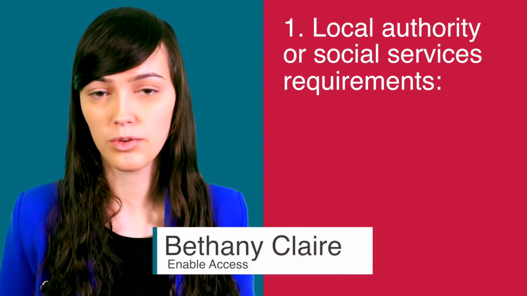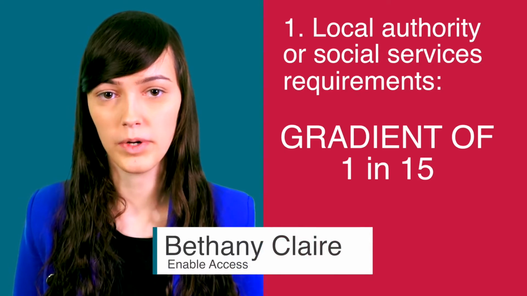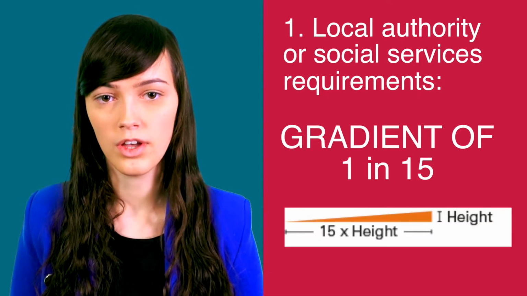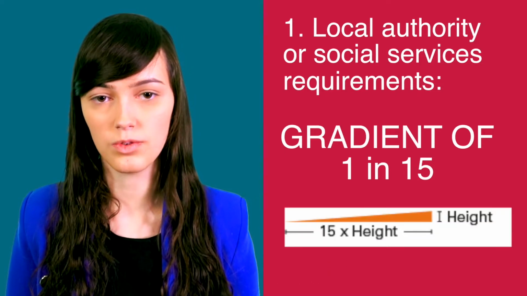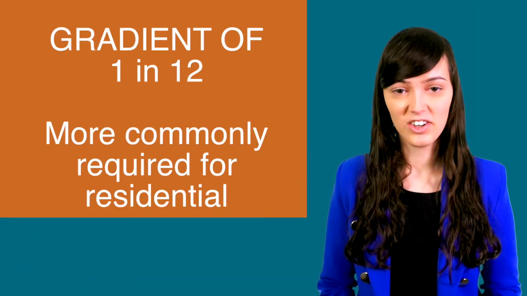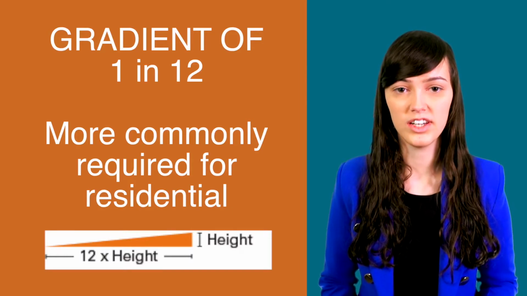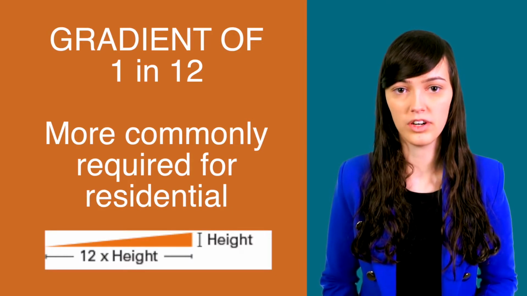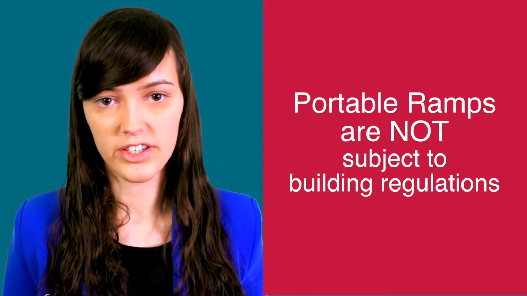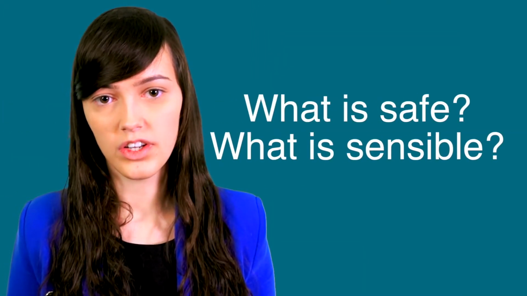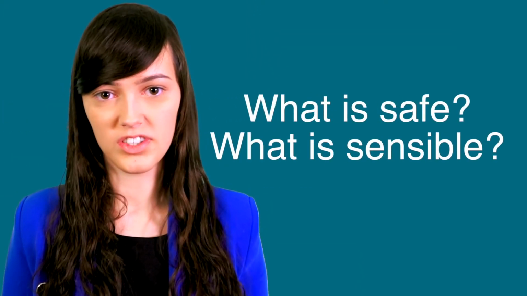So let's tackle local authority guidelines. A gradient of 1 in 15 is often required by local authorities and social services for public access situations, for example schools and libraries. A gradient of 1 in 12 is more commonly required for residential applications and is the minimum gradient required by building regulations for installed ramps. But it's really important to remember that portable ramps aren't subject to building regulations. So the things to consider are what is safe and what is sensible.